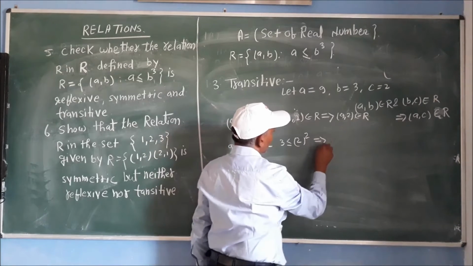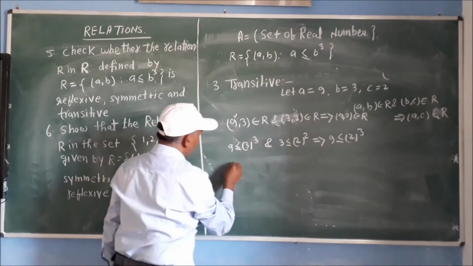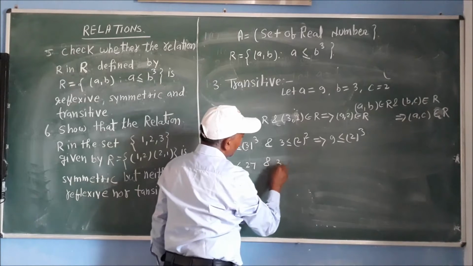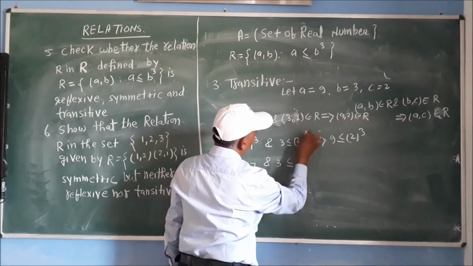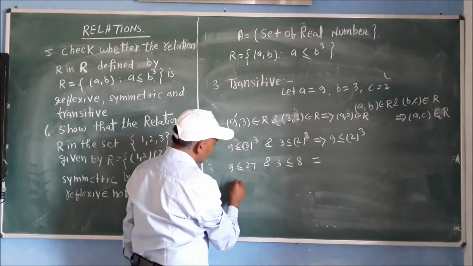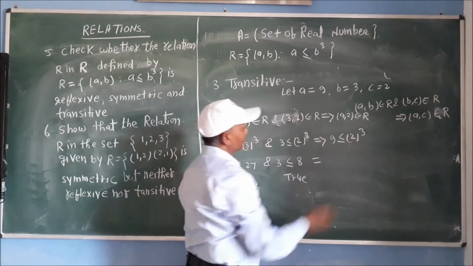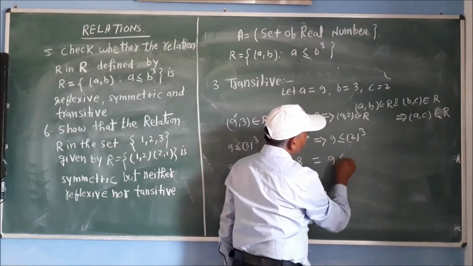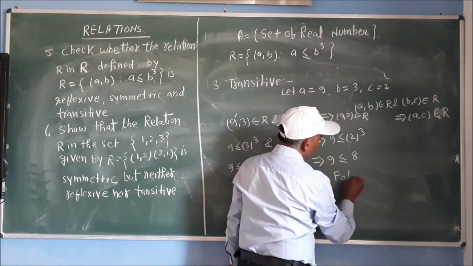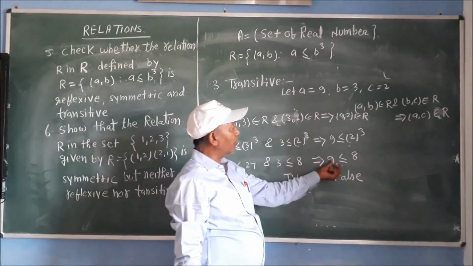This implies 9 ≤ 2Q. So here 9 ≤ 3Q. 3Q means 27 and 3 ≤ 2Q means 8. So this statement is true. This is also true. That means it must be true. So here 9 ≤ 8, this implies 9 ≤ 8, which is false. This statement is true, this statement is true, but this is false.